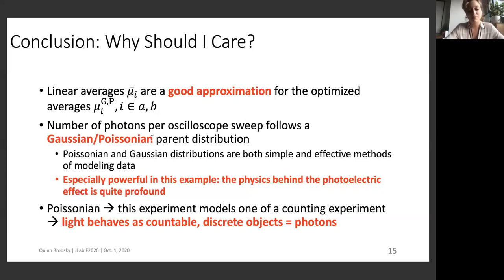And I also would be interested to test the validity of the Gaussian limit of the Poissonian as the mean increases. And other than that, I would try improving the peak finding method and try it on other data sets to see how effective it is.